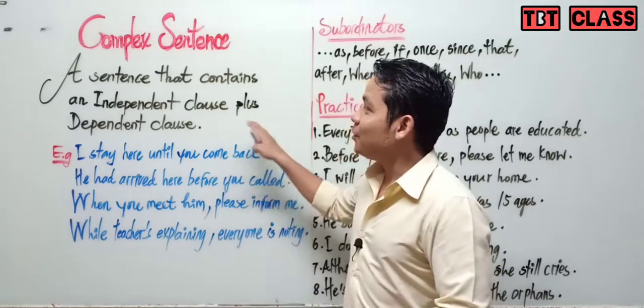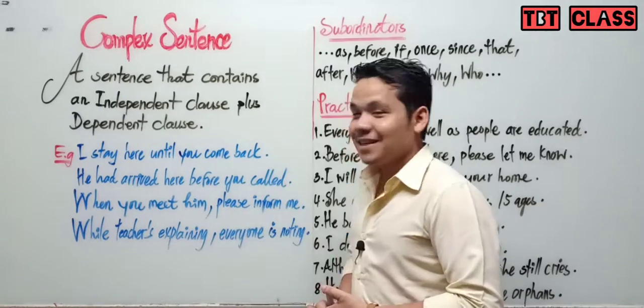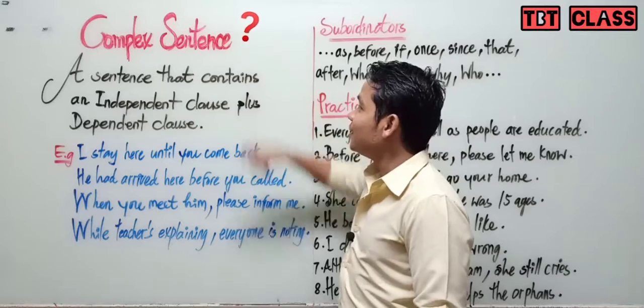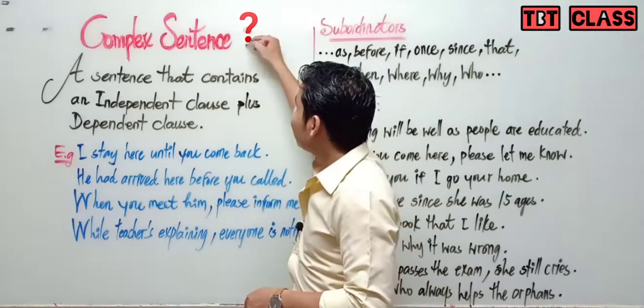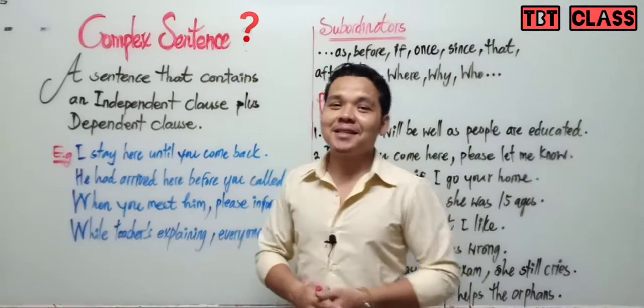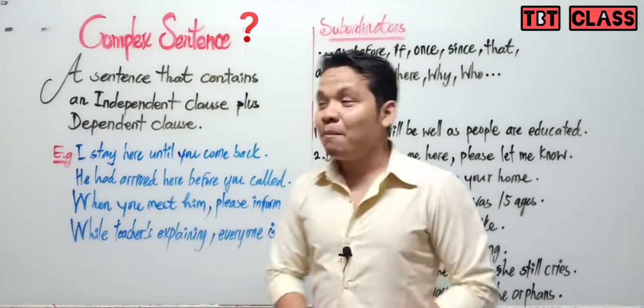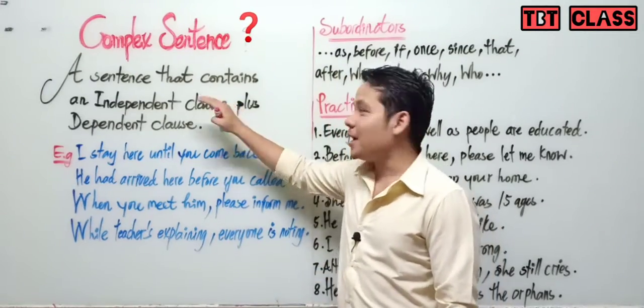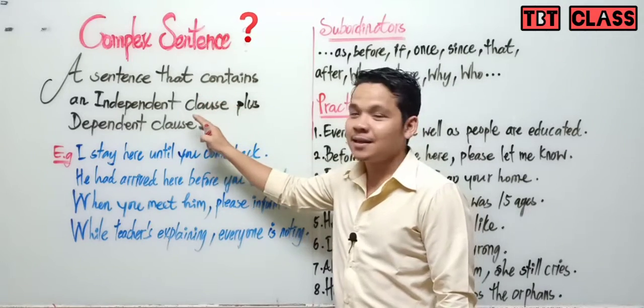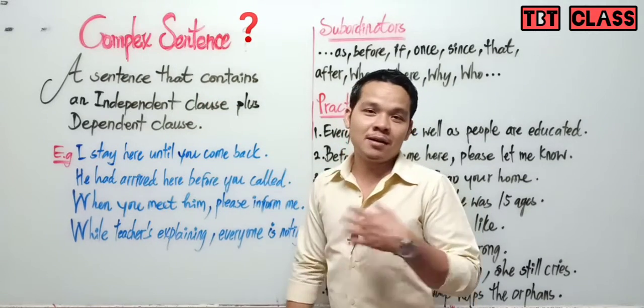Do you see something on the whiteboard? What is it? Yes, let you see about complex sentence. What is a complex sentence? So everyone, with a complex sentence, we are talking about a sentence that contains an independent clause plus a dependent clause.